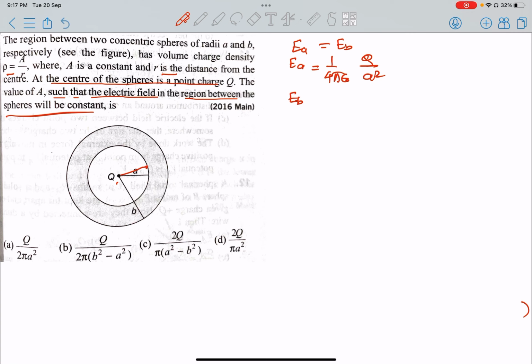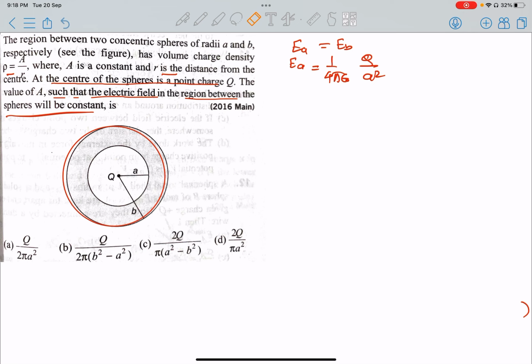How to find the electric field at B? To find the electric field at B, if I draw a Gaussian surface at a radius B, on the boundary of sphere B, what is the charge enclosed? The charge enclosed is this point charge and the charge because of this volume charge density. Okay, the charge because of the point charge and the charge because of the volume charge density.